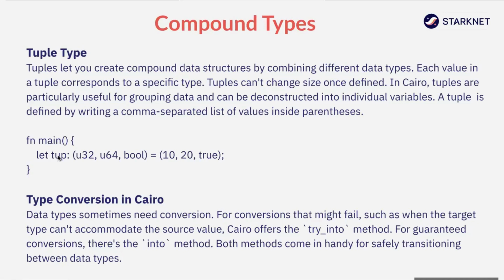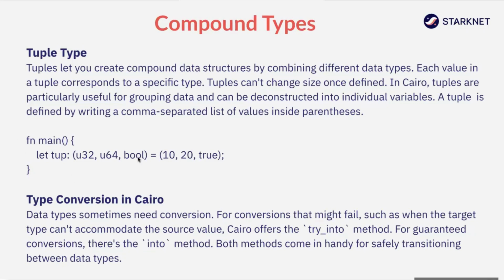So you have let tuple, and you define the data types that you want it to hold. We have u32 here, we have an unsigned integer of 64 bits, and then we have a bool. And then you assign it the values. So this is just a basic example of how you can define a tuple.